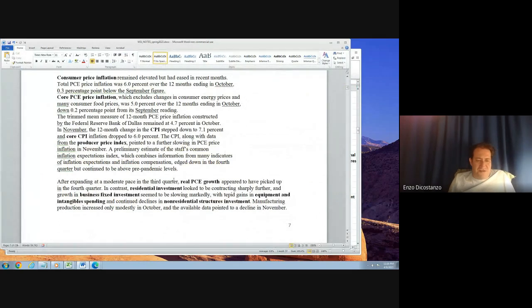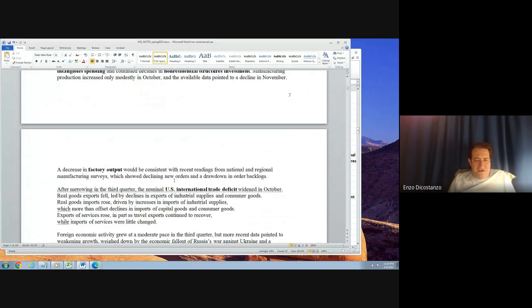Manufacturing production increased only modestly in October. Available data pointed to a decline in November. A decrease in factory output would be consistent with recent readings from national and regional manufacturing surveys, which showed declining new orders and a drawdown in order backlogs. Yeah, the new orders. I didn't study those, but I should study those. So I've got to put that on the list. Every time I do this, there's something else that I'm going to add to it. So forgive me for that.